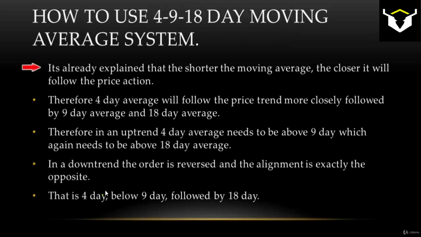It's already explained that the shorter the moving average, the closer it will follow price action. Therefore, the 4-day average will follow the price trend more closely, followed by the 9 and then followed by the 18-day average. Therefore, in an uptrend, the 4-day average needs to be above the 9-day, which again needs to be above the 18-day average. In a downtrend, the order is reversed and the alignment is exactly the opposite. That is, 4-day below 9-day, followed by 18-day.